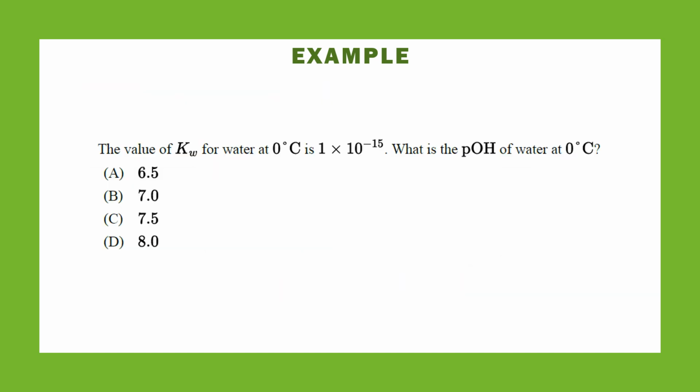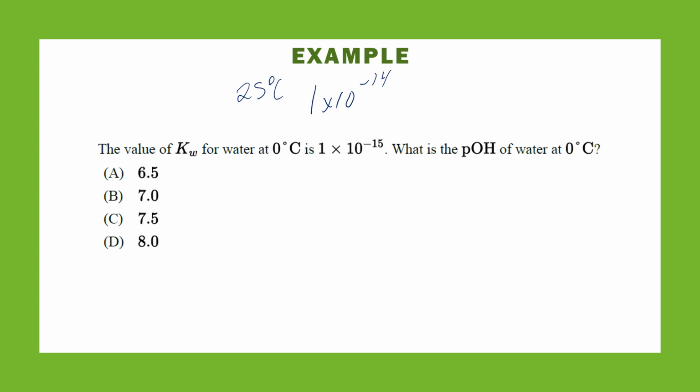Okay, so it says the Kw for water at 0 degrees Celsius is 1 times 10 to the negative 15. Well, that's different. We're used to Kw being 1 times 10 to the negative 14, and that's because we're typically measuring it at 25 degrees Celsius. So when the temperature changes, all of our standard knowledge about pH, like the maximum being 14 and neutral being 7, all of that changes.